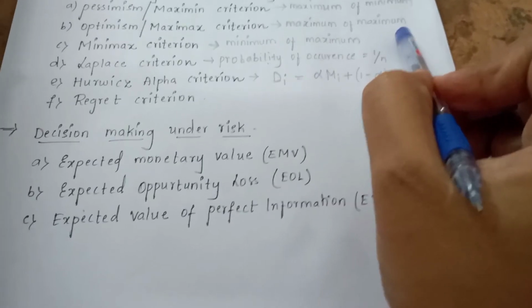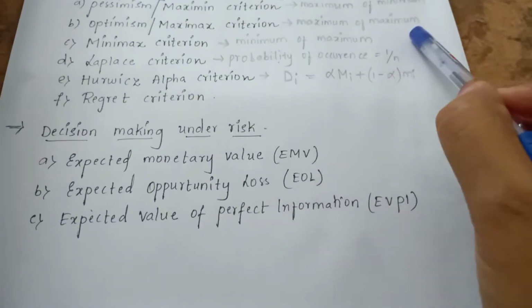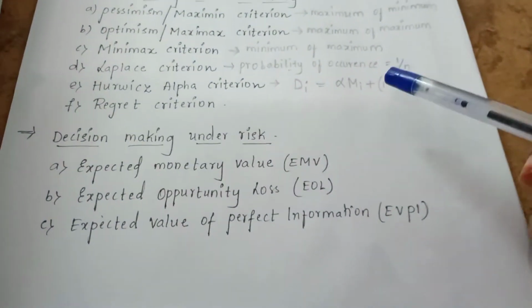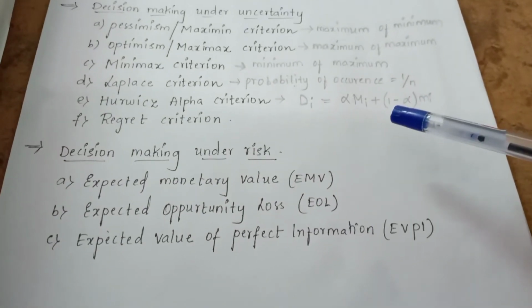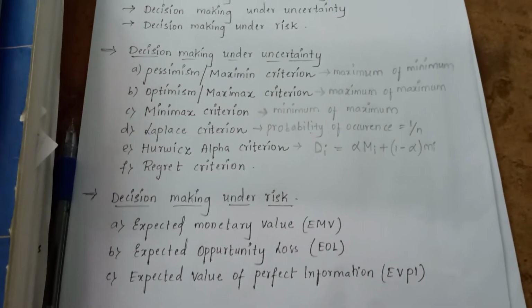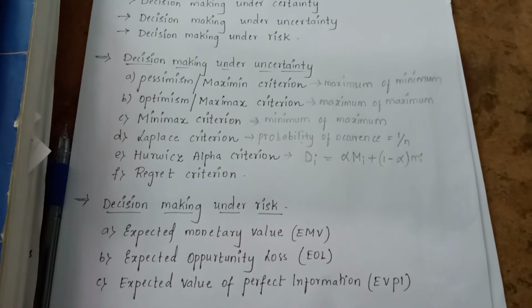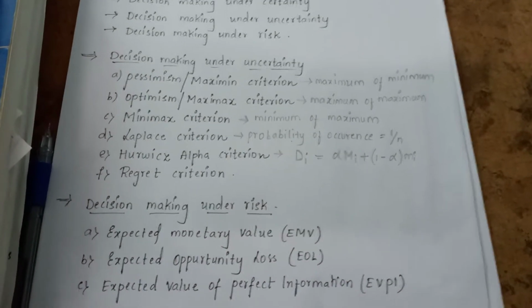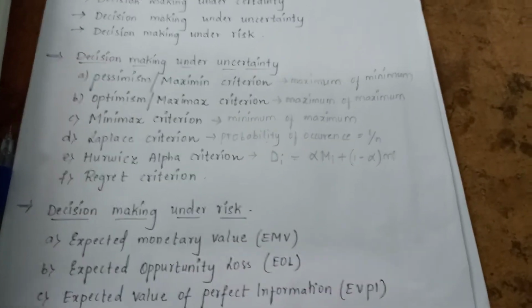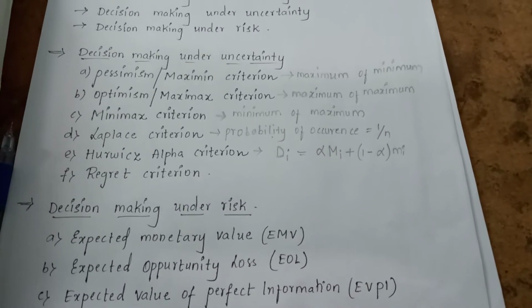So students, here the optimistic decision maker locates the maximum payoff for each possible course of action. He locates, and the maximum of these payoffs is identified, and the corresponding course of action is selected. So this criterion is known as Maximax criterion. And the next one, students, is Minimax criterion.